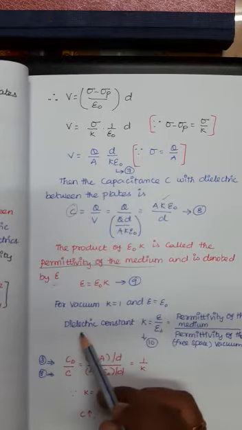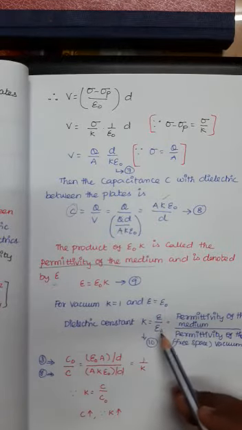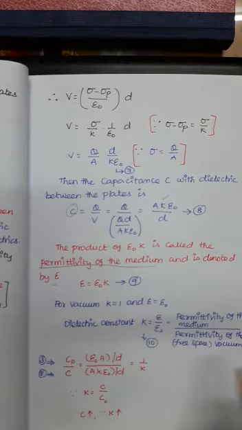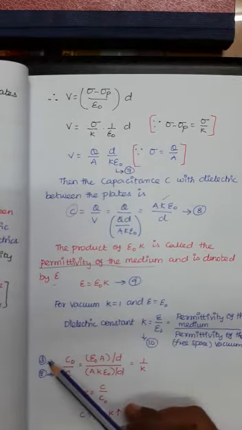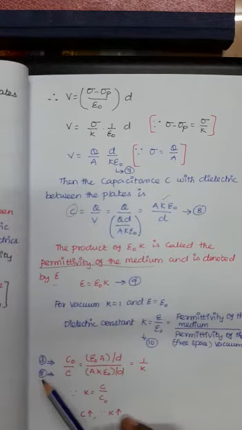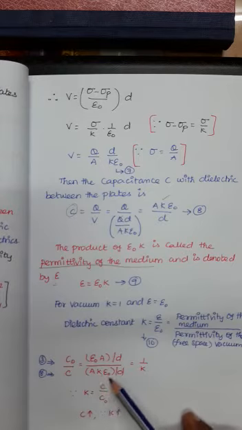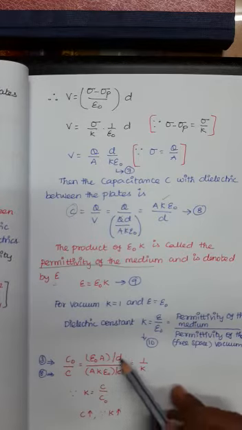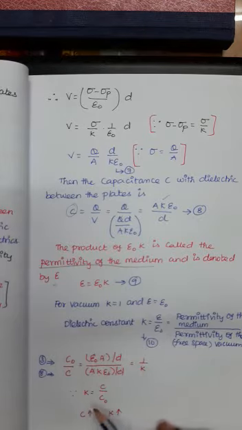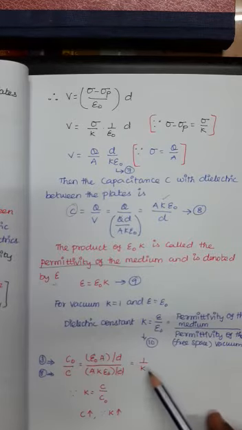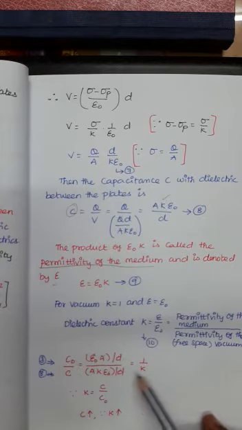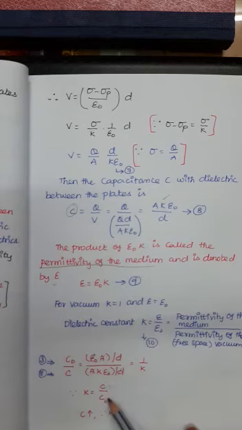Suppose the medium is vacuum, then K becomes 1 and epsilon is equal to epsilon naught. From that we can conclude the definition of the dielectric constant: K is equal to epsilon by epsilon naught, where epsilon is the permittivity of the medium and epsilon naught is the permittivity of free space or vacuum. From equation number 3 we can write C naught is equal to epsilon naught A whole divided by D. From equation number 8 we can write C is equal to A K epsilon naught whole divided by D. So D will be cancelled, epsilon naught will be cancelled, and A will cancel. That will give us 1 by K. So C naught divided by C is equal to 1 by K. From that we can rearrange, so K can be written as C by C naught.